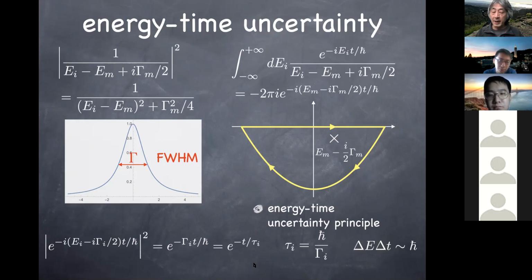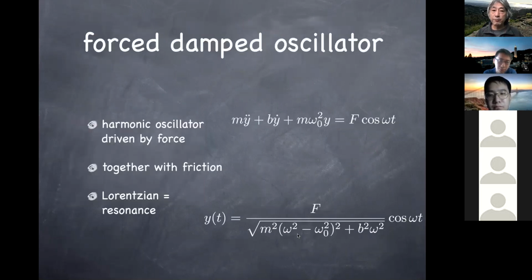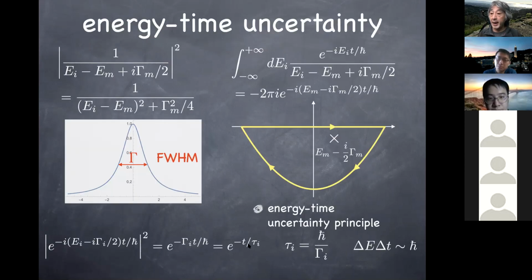So this is in precise analogy to this forced damped oscillator you may have seen in a classical mechanics class, and what corresponds to the lifetime of the unstable state in quantum physics is nothing but the friction that makes the oscillator damp exponentially, and indeed this exponential decay. So that's the idea. I hope that makes sense. Any questions about this whole thing?